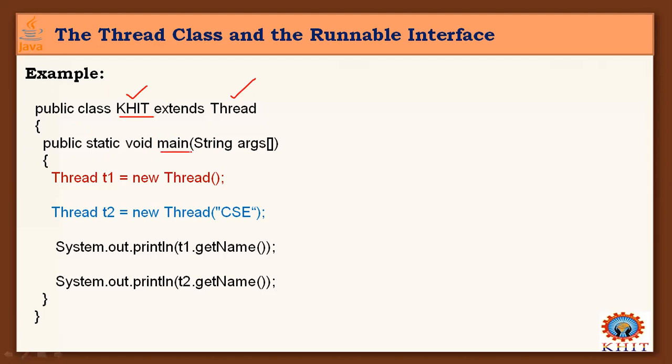Inside the main method, I have created one thread object T1. Thread is the class, followed by the thread object using new. T1 thread is created, T2 thread is created. The difference here is that the first thread's name is given by the compiler, but the thread 2 name is my own, CSA. So when I call the getName method on this thread object and display it using System.out.println, it displays the name given by the compiler, and this statement prints the name of the thread as I gave it.